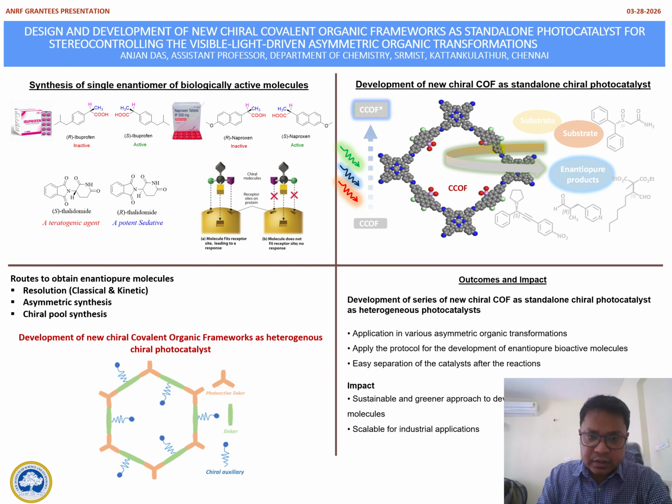So this approach offers several advantages. It uses visible light, which is a clean and sustainable energy source. It allows access to novel reaction pathways, which are not possible under traditional reaction methods. It often proceeds under mild conditions, improving the functional group tolerance. Importantly, asymmetric photocatalysis has been successfully applied in the synthesis of complex molecules, including chiral amines, alcohols, and many heterocycles, which are the key building blocks of many pharmaceutically important drug molecules.